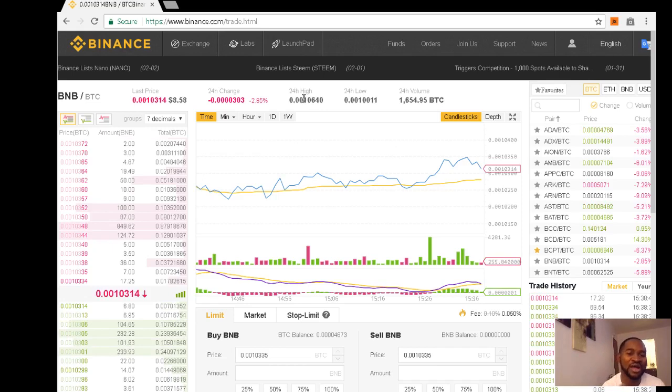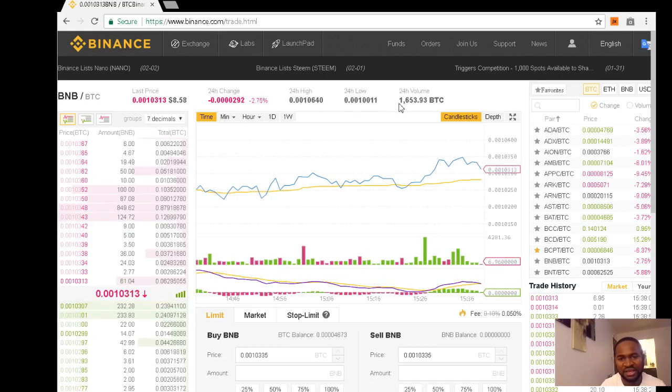And the 24-hour high simply means that's the highest it has gone in 24 hours. The 24-hour low means that's the lowest it has gone in 24 hours. Okay, yeah, so that's the lowest price, and this is the price change.